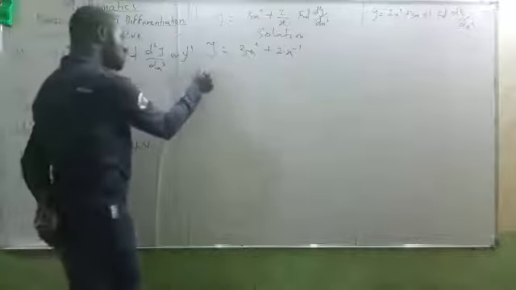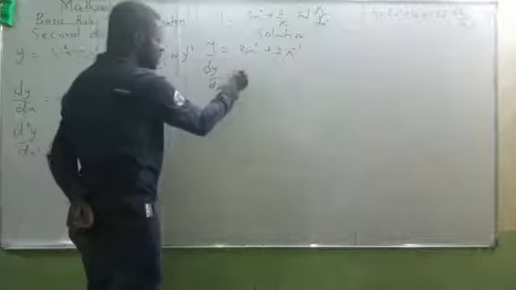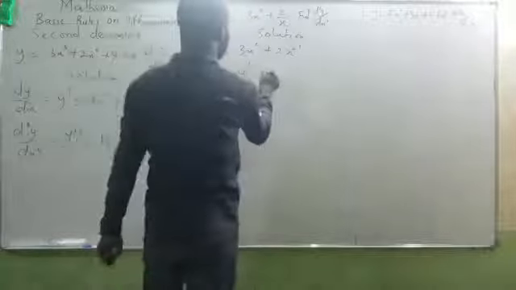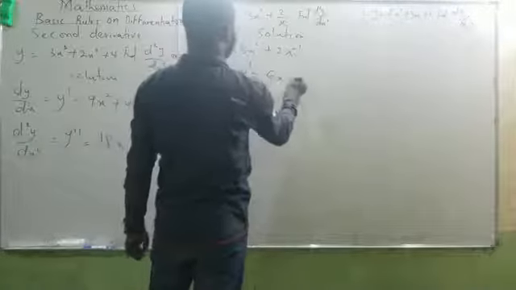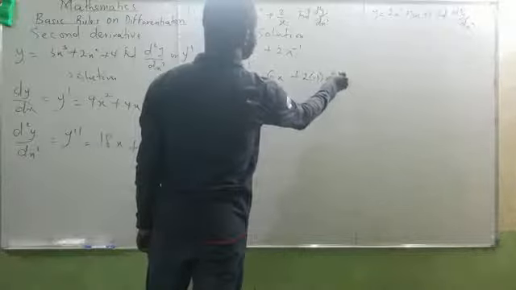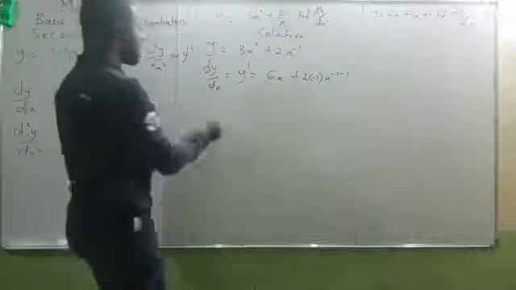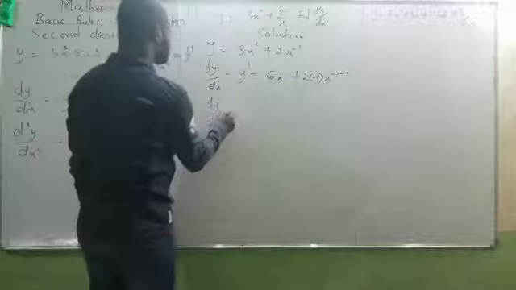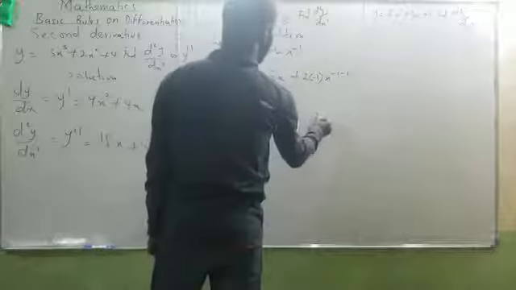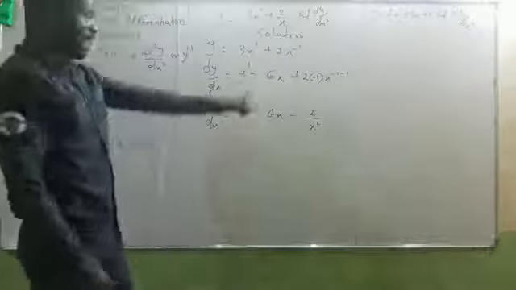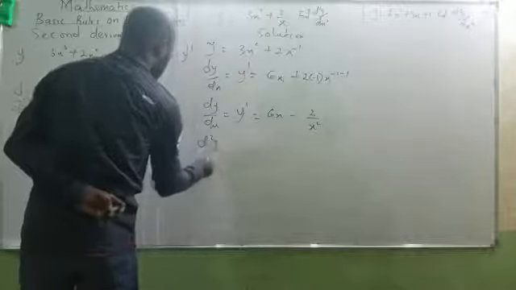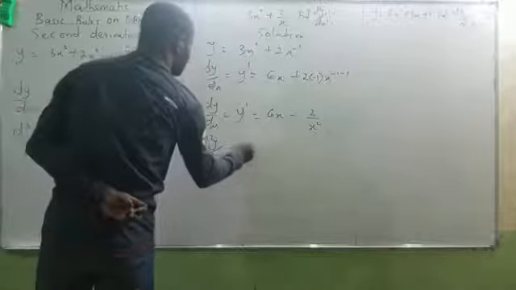Now, my first derivative, which is dy/dx, this y prime, equals 6x plus 2 times minus 1 times x raised to the power minus 1 minus 1. Take note of that. So dy/dx, which is also called y prime, can be 6x minus 2 all over x squared. Take note of that. Minus times plus is minus. Which I will now move on to d squared y, which can also be written as y prime prime.